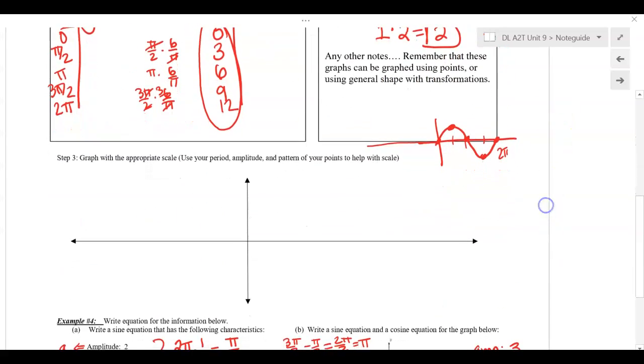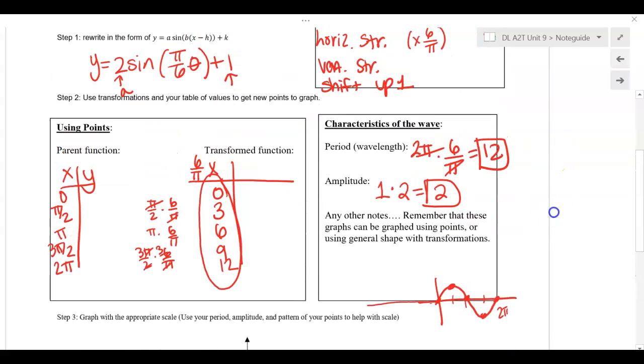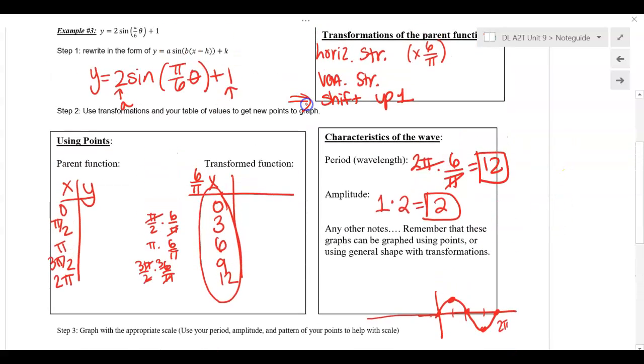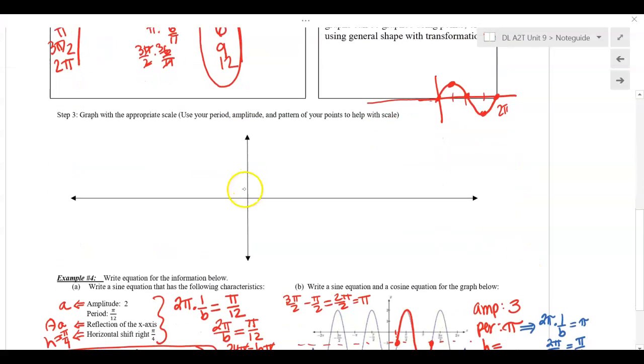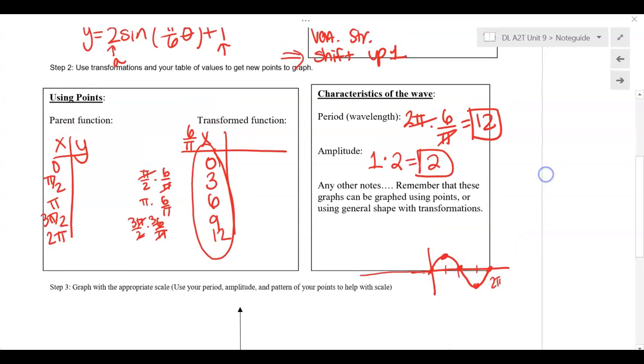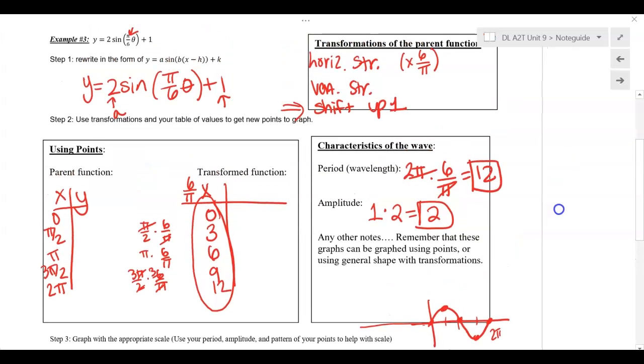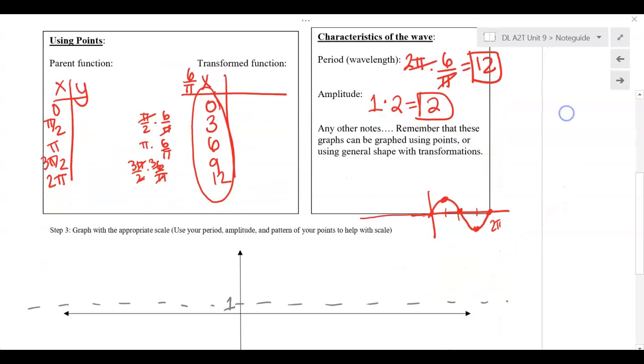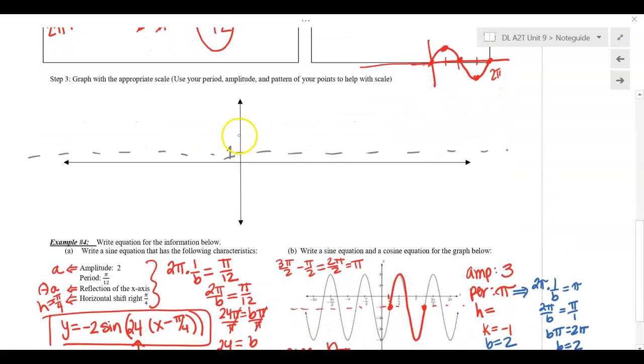I want to know if the midline is still at 0. So when I look back here, there was a shift up 1. What that tells me is that the midline is going to be here around 1. I want to see the amplitude then to know how high and how low my graph is going to go. The amplitude, because of the vertical stretch, is 2. So I would expect my high points to reach 2 above 1 and my low points to reach 2 below 1.